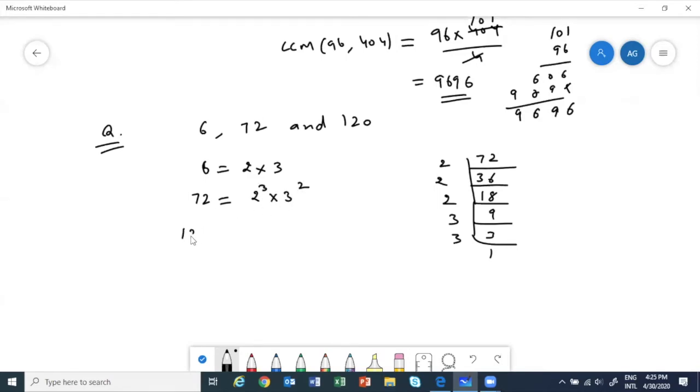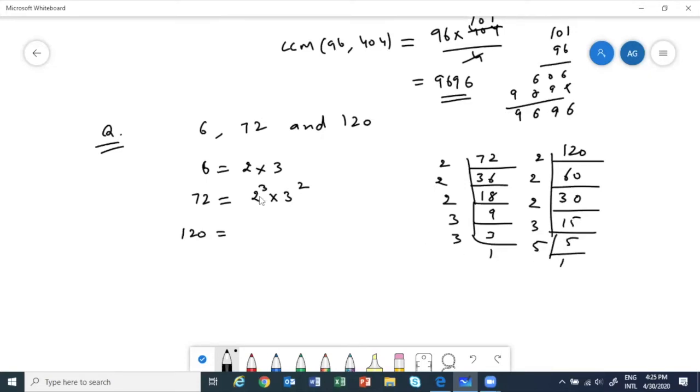Okay, and then 120 let's take. So let me do here itself. So 2 6 times, 30 times, 15 times, then 3 5 times, and 5 1 times. So how much is that? 2 cube into 3 into 5. Now to find HCF, what we have to take into account? We are finding HCF of 6, 72 and 120.